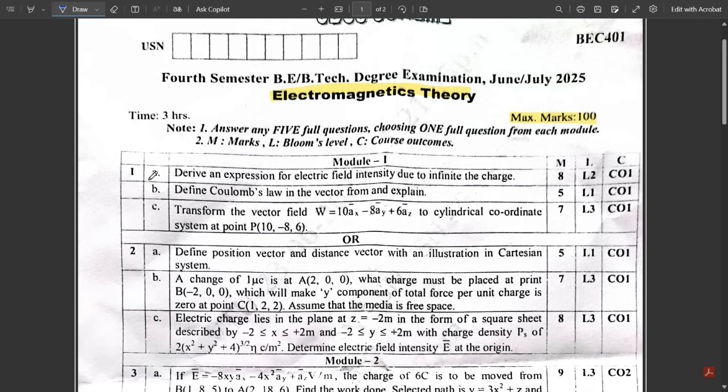So in my analysis, if you attempt all these three questions 1A, B, C correctly without any mistakes, easily you could be scoring above 15 marks.